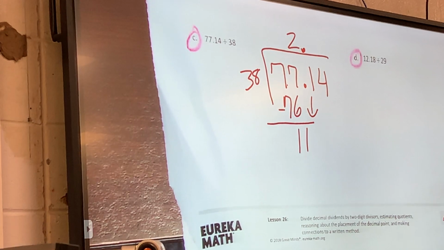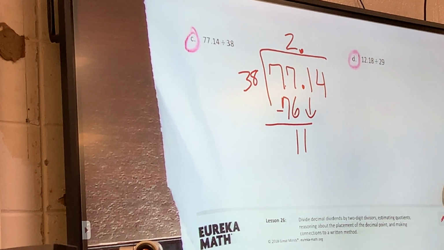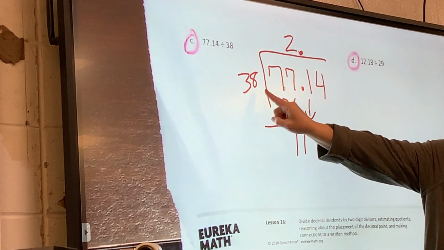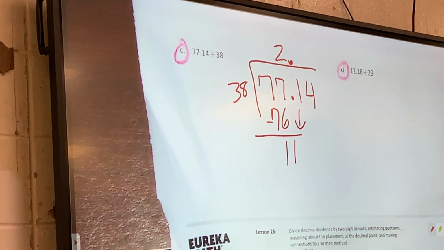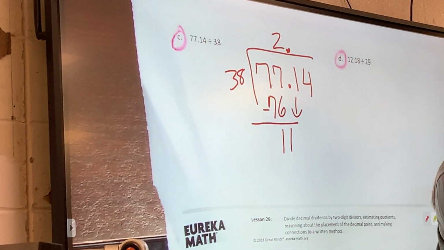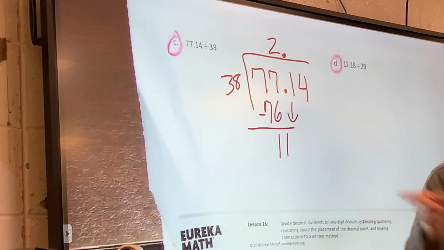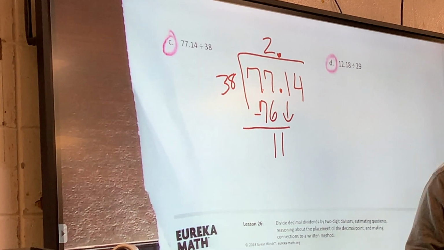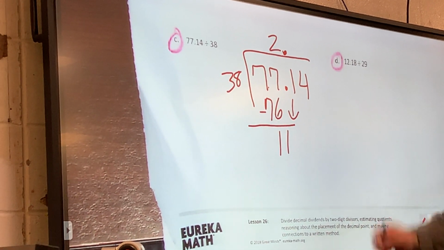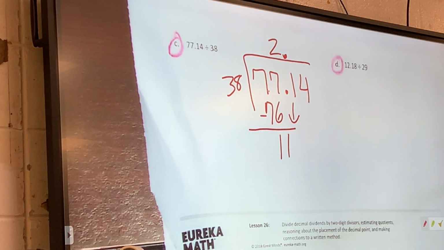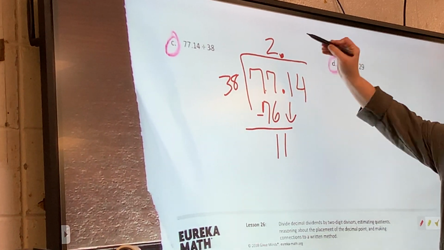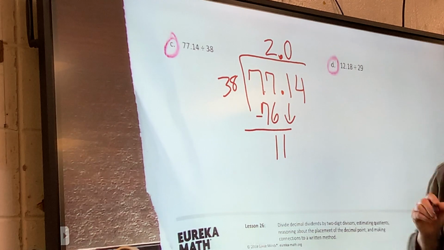Okay, I do my same process. Let me ask you something. How many groups of 38 are in 11? 0. None. Because what's one group of 38? 38. And that's more than what? 11. So I got to do the same process. How many groups of 38 are in 11? None. 0. So I put my 0 right here above the 1.